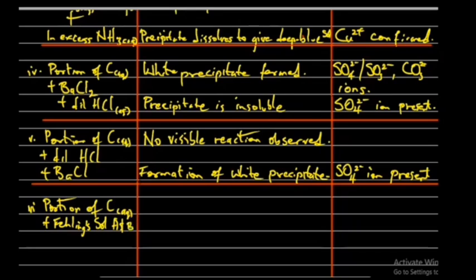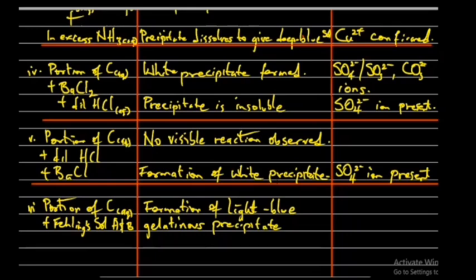What we observed from that was that we had a light blue gelatinous precipitate formed. Formation of light blue gelatinous precipitate, and that tells us that we could be having copper 2 plus ion present.